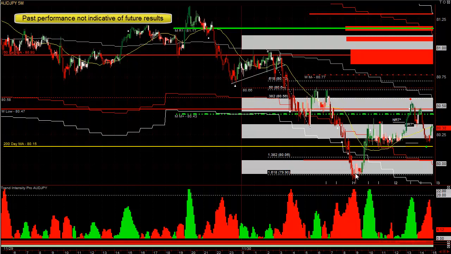Most of the time you want to exit at the second fib target, and this is also one of the longer term fib levels that gets shown on your chart. So lots and lots of likely buying down there, and that was the end of the move.